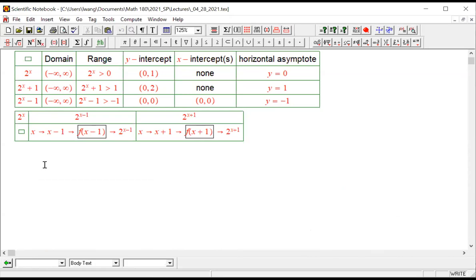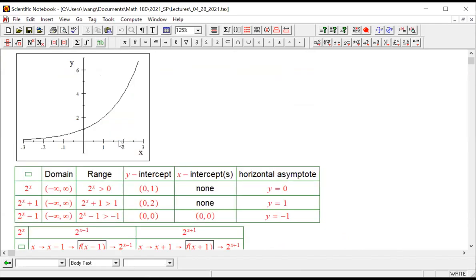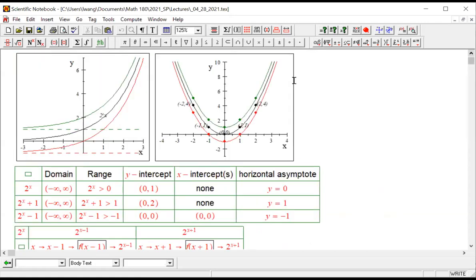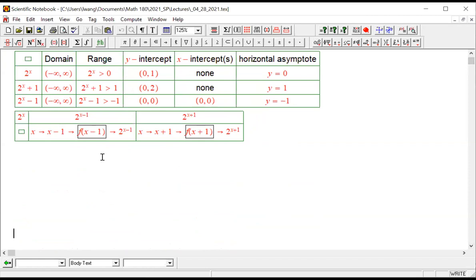So now, we first have 2 to the power x. I'm going to graph that, 2 to the power x. And you're going to decide which one shifted to the left and which one shifted to the right. We'll start with 2 to the power x.